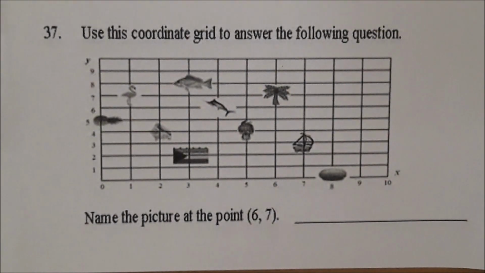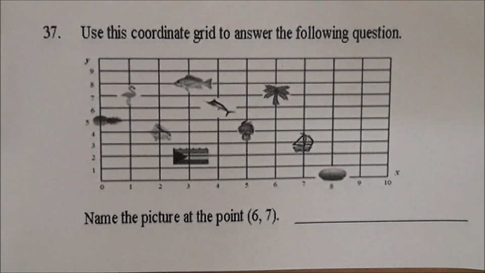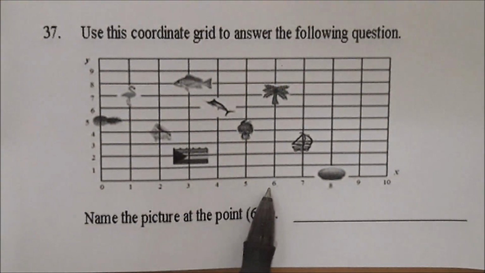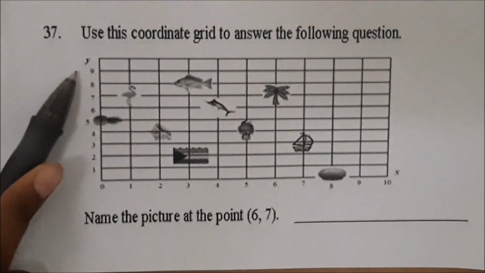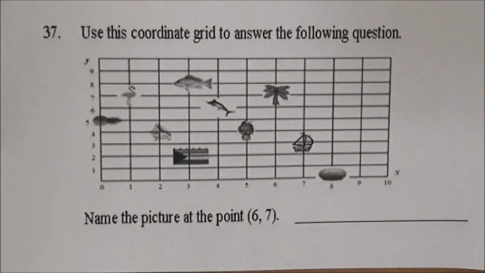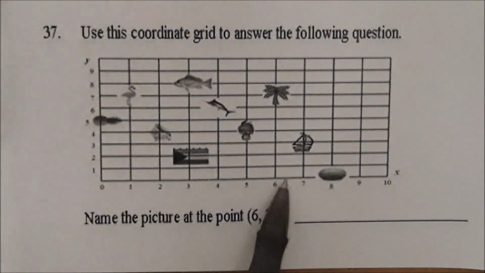Number 37, read it, Rafaela. Use this coordinate grid to answer the following questions. Name the picture at the point 6, 7. At coordinates 6, 7, okay? How would you find 6, 7? You start using the x-axis, then do the y-axis. Okay, so find 6, 7 for me.